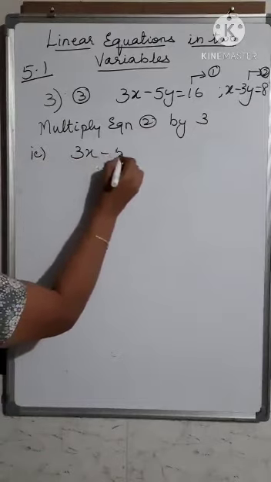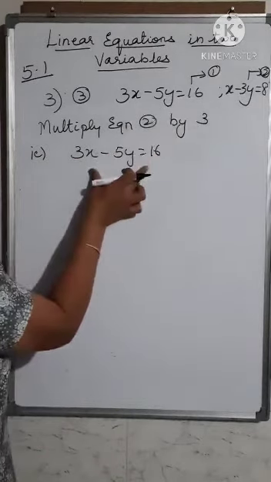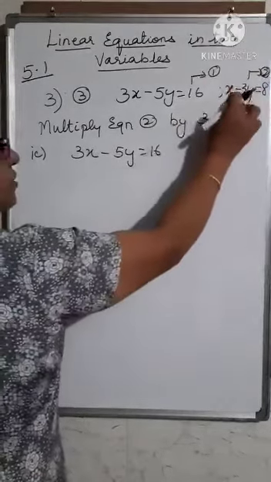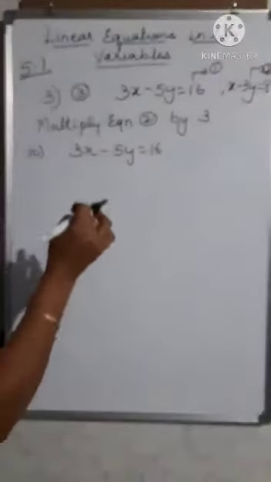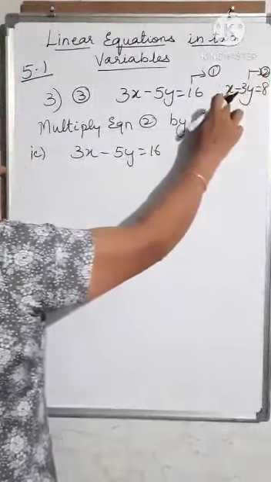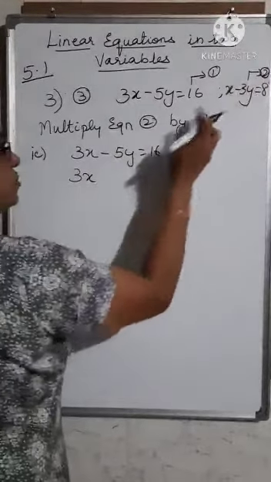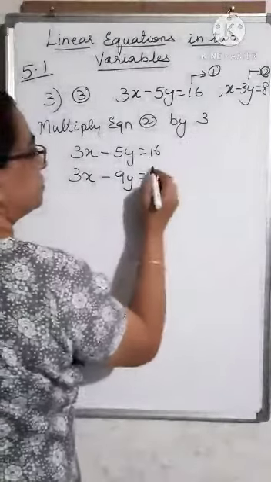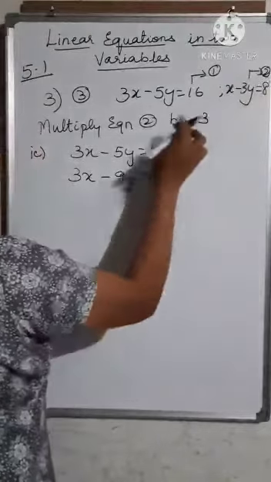That is 3x minus 5y is equal to 16. The first equation is written as it is. Now the second equation I have to multiply by 3. When you are doing the multiplication, each and every term has to be multiplied. So 3 into x will be 3x. 3 into 3 will be minus 9y is equal to 8 into 3 is 24. That is all the three terms I am multiplying by 3.